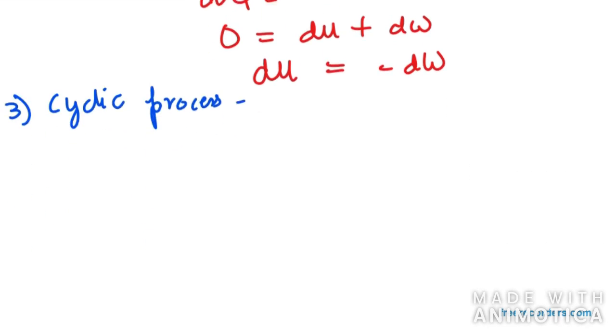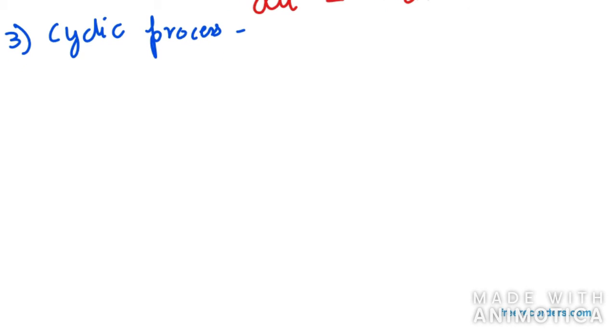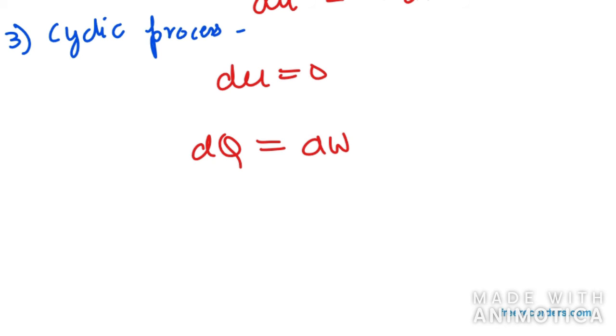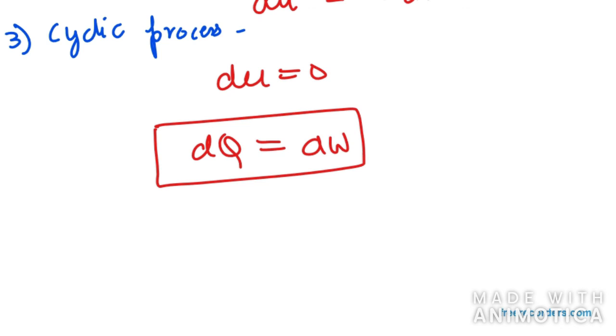Now the next is cyclic process. In a cyclic process, the system is returned to its initial state after a number of changes. So it came to the initial position. That means in this case, du will be equal to 0. If du is equal to 0, then dq is equal to dw according to the first law of thermodynamics. So the net work done during a cyclic process must exactly equal the amount of heat energy transferred. That represents cyclic process, which is quite similar to the isothermal process.